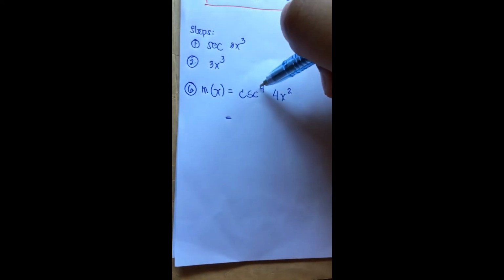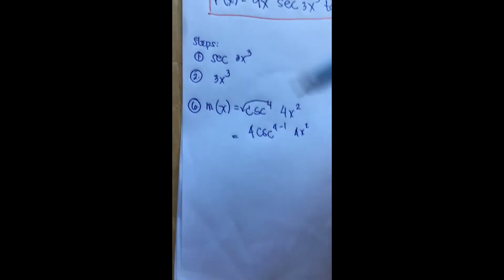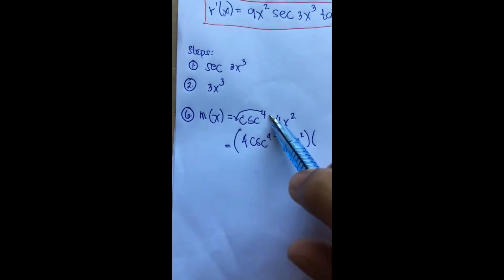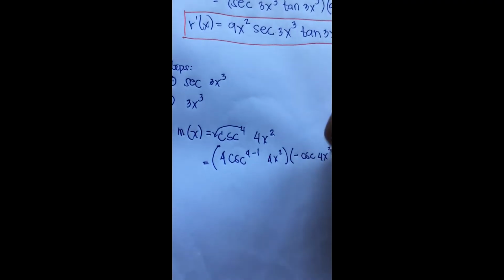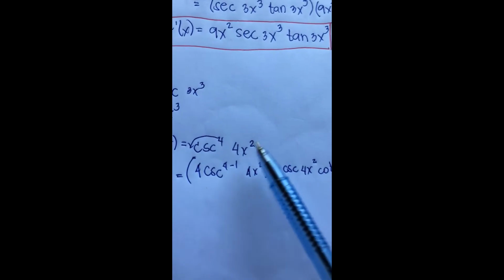So let's have our example number 6. M of x is equal to cosecant 4 with a base of 4x squared. So there is a 4 na exponent, so we are going to use power rule. So you have 4 cosecant 4 minus 1, then copy the base. Times, of course, the derivative of cosecant, nawala na yung 4. Okay, only the cosecant. And the derivative of cosecant, we have negative cosecant, copy the base. Times, and lastly, the derivative of your base, which is 4x squared. So the derivative of 4x squared is 8x.